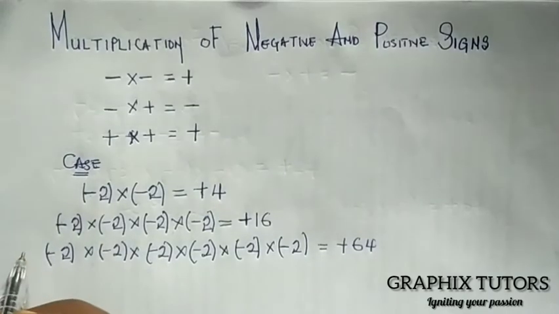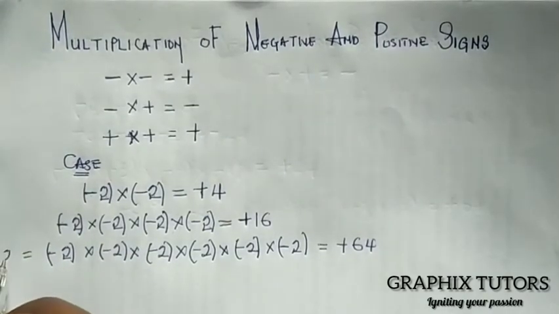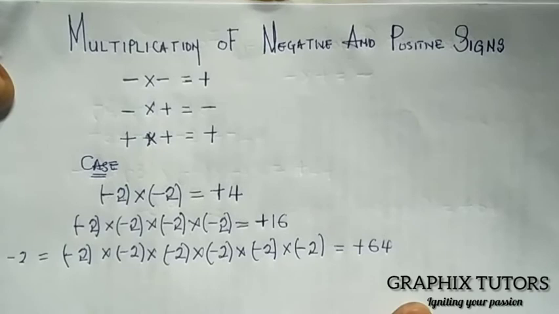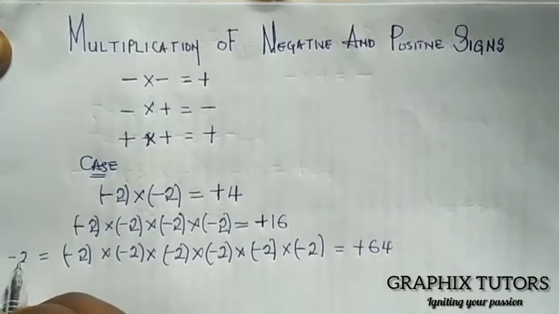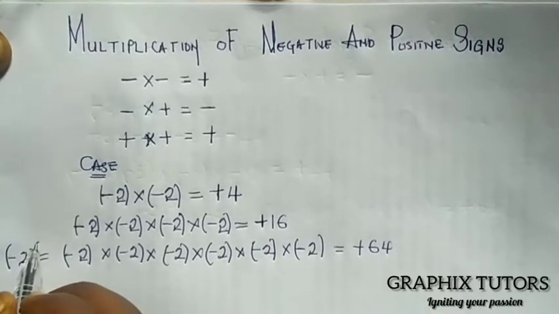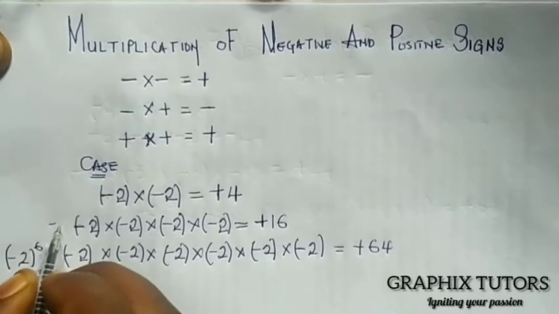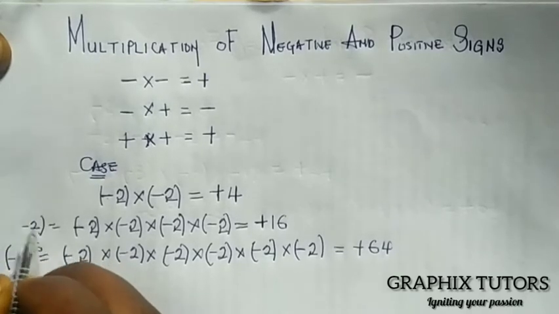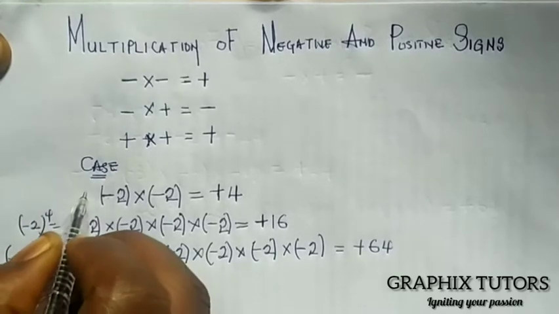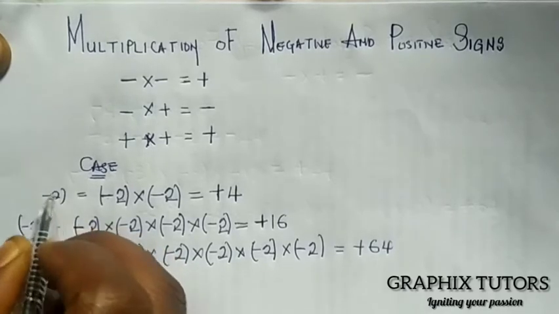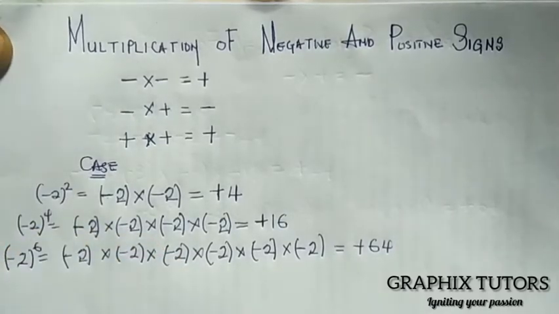So this can easily be written as minus 2 to the power of what? 6. This can be written as minus 2 to the power of what? 4. This can be written as minus 2 to the power of what? 2. That's what it means, right? So what I'm making you understand here is that what?